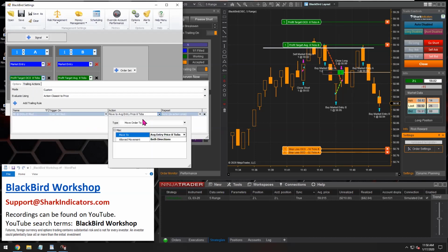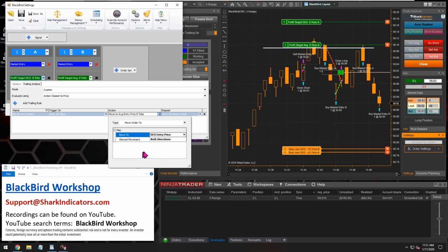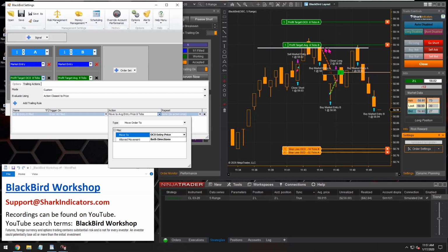Well, let's try using a different price here. So instead of using the average entry price, let's go back to the OCO entry, and I'm going to remove the offset. So this is going back to the original design thought here, just moving the profit target back to the entry price, which will match as close as possible to where the profit target for B is at.